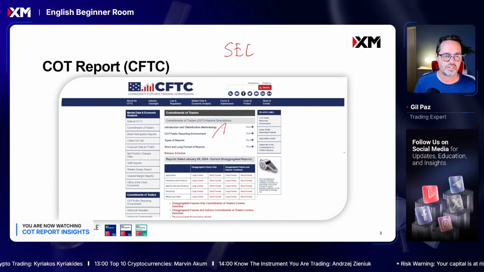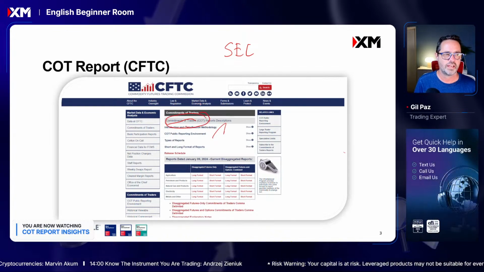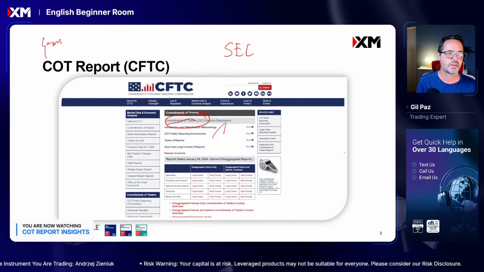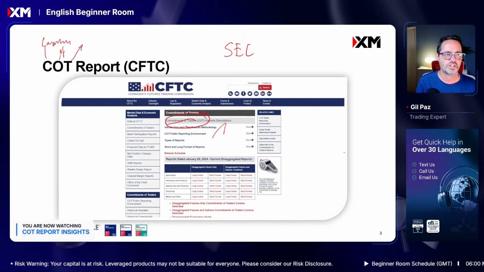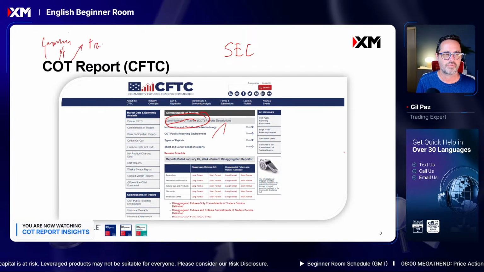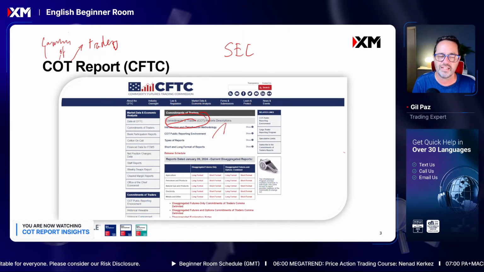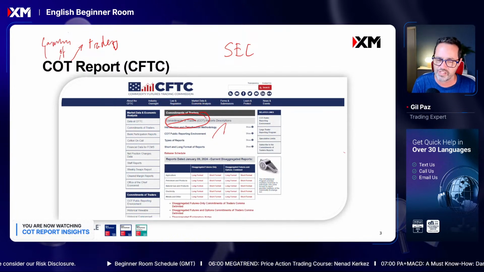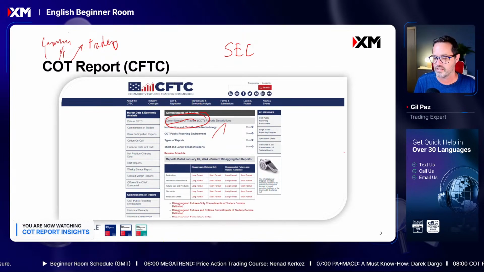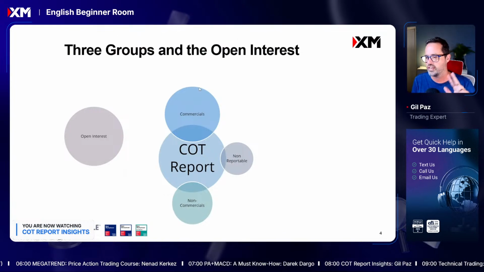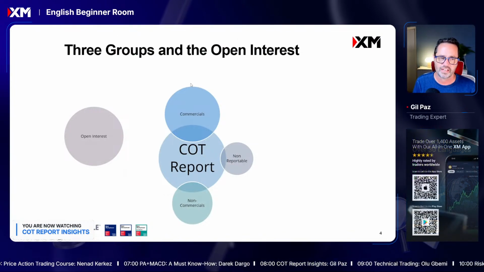COT stands for commitment of traders. And it tells me just how traders are positioned. You can go to this website and you can download the data for free into Excel, and then you can analyze it. When you analyze it, there are 3 different reports that are relevant for me.